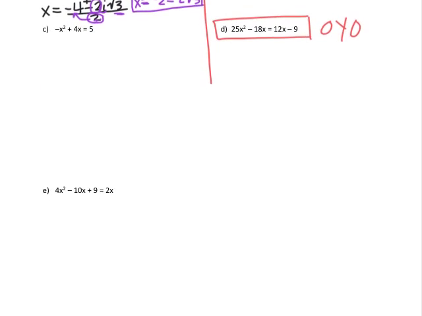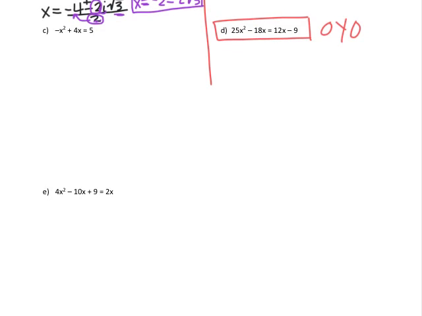All right, so let's take a look at problem C. Now in problem C, it looks like initially we don't have a 0 on this side, so we need to subtract the 5 from both sides. And so that means I'm going to end up with an equation that looks like this.